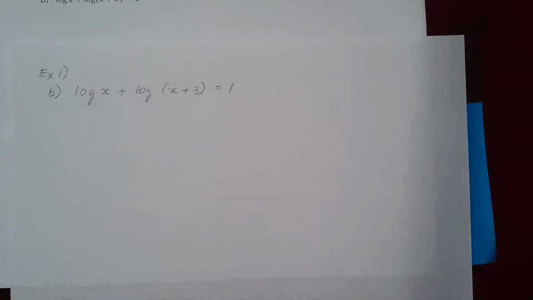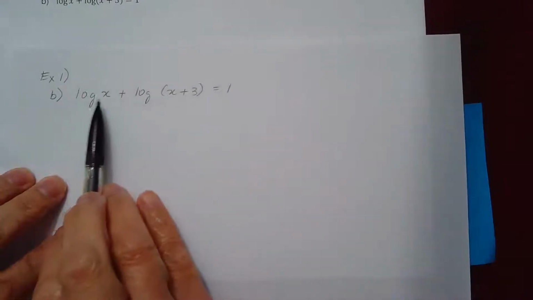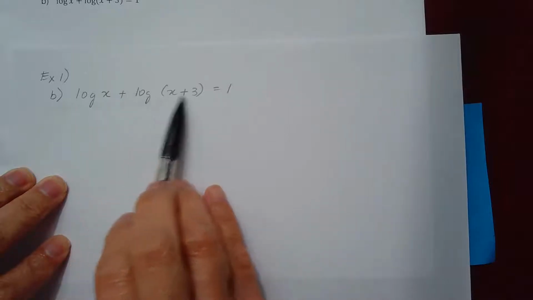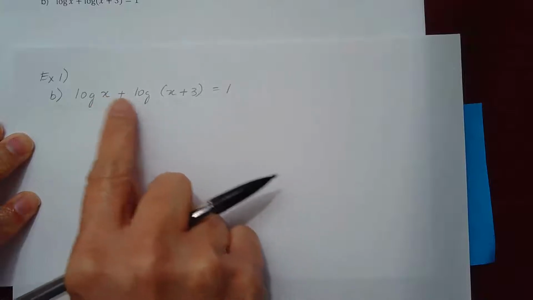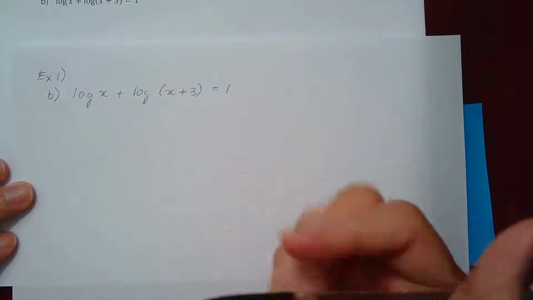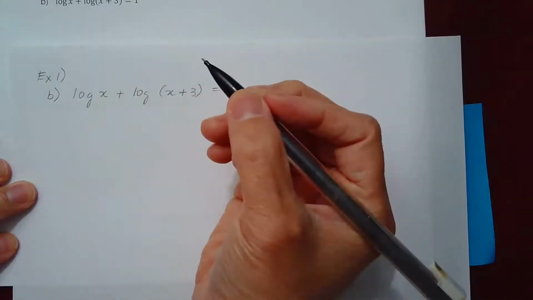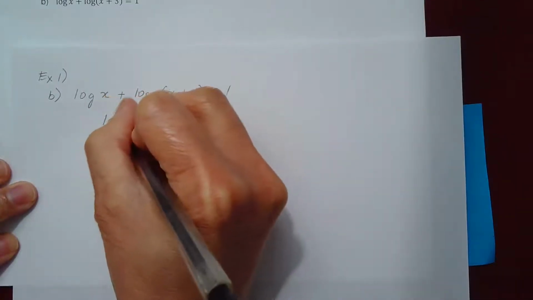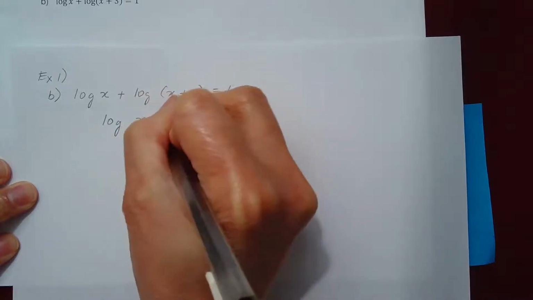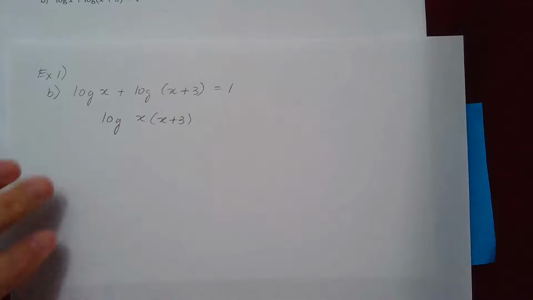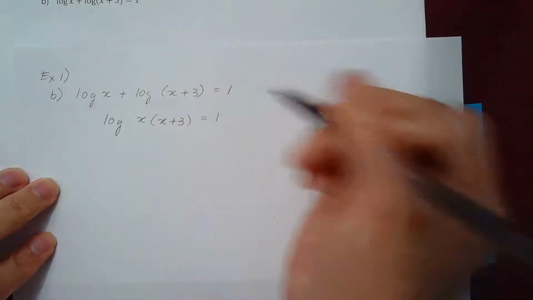So let's just go ahead and do this one here. Log base 10 of x plus log base 10 of x plus 3 is equal to 1. So what we're going to do is rewrite this so that we have a single logarithm. So apply logarithm rules. This becomes log of x times x plus 3, and then that's equal to 1.